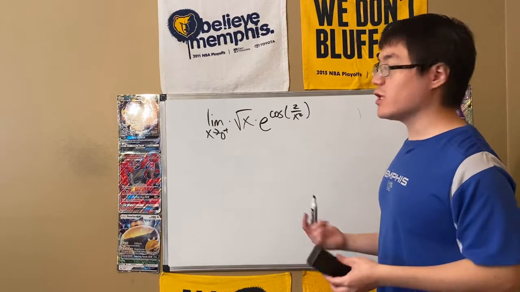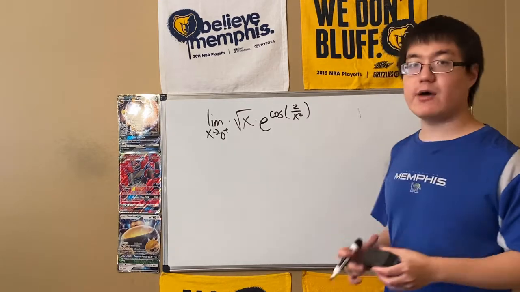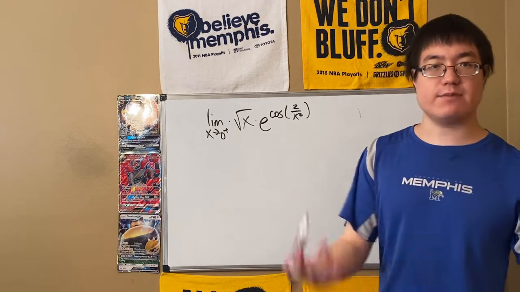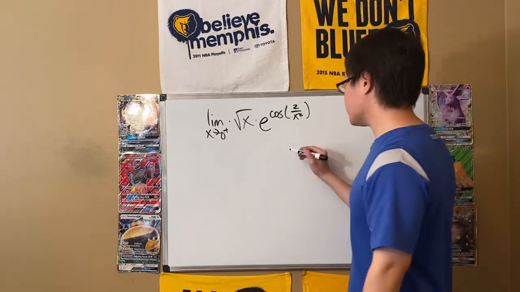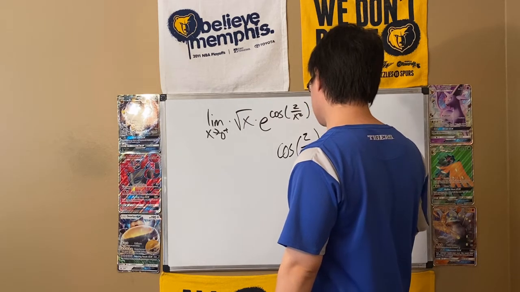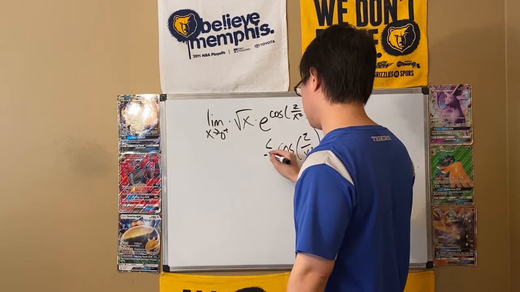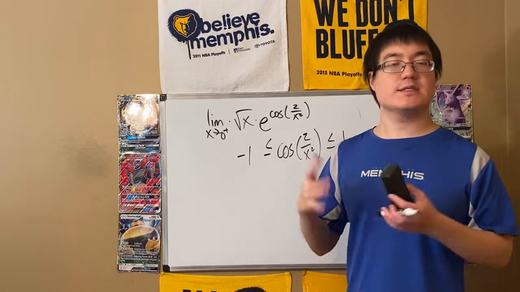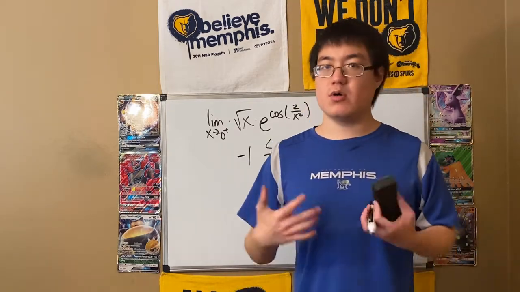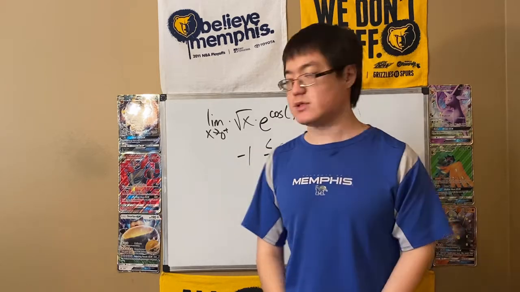So we do have to employ the squeeze theorem, and hopefully the squeeze theorem will allow us to find the answer. Just like the previous one, I always like to start off with sine or cosine of whatever's in the parentheses being in between -1 and 1. So in this case, I'm going to write cosine of 2 over x squared is in between 1 and -1. And this is again because sine or cosine of anything is in between -1 and 1 because of the unit circle or because of graphs of sine and cosine.